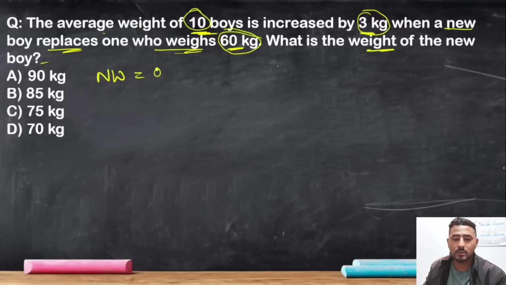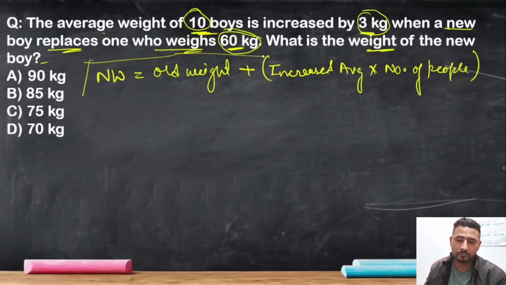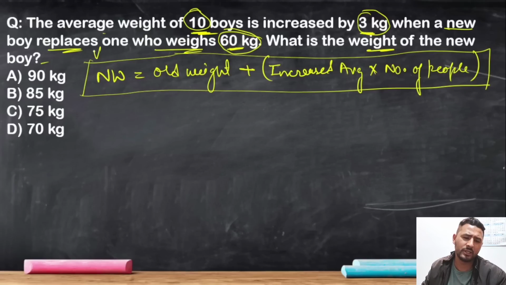So what we should write is old weight plus, in brackets, increased average into the number of people. Use this one only. Use this formula always if you get this type of question. I have not seen this type of question coming in exams, but you might expect it, because this is 2025, like I said.